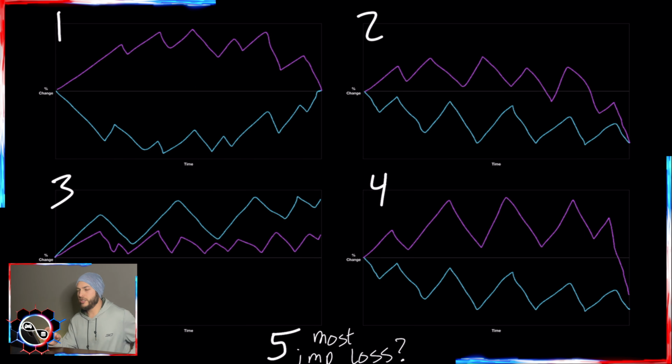Alright, we're going to start off this video with a quick pop quiz. You can see these charts are based on the percent change over time. For the first 4 of these, I simply want you to tell me if you think there's been impermanent loss or not. And for question 5, I want you to tell me out of these 4 graphs, which one has the most impermanent loss. Before we go any further in this video, put your answers in the comment down below and don't look at anyone else's answers. We're going to get back to this a little later in the video.